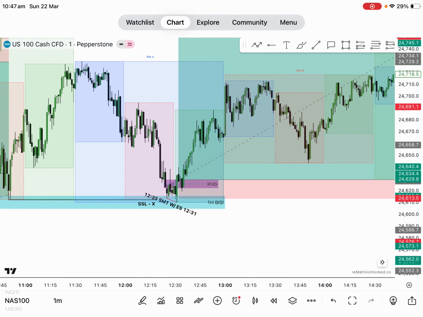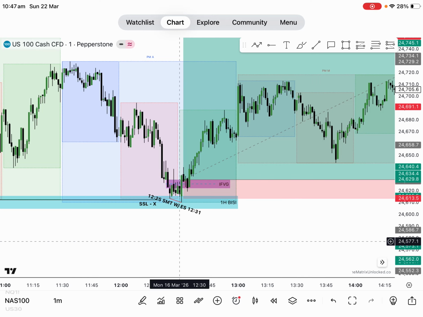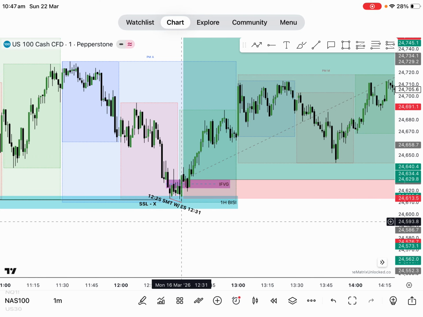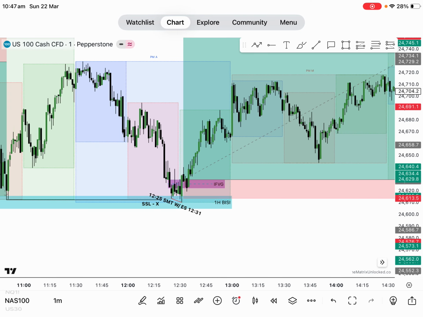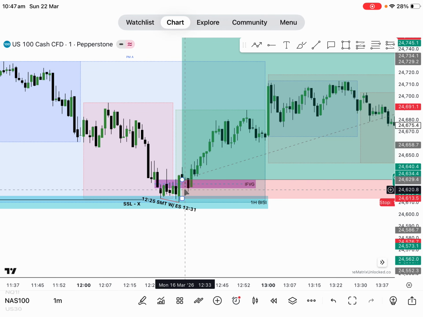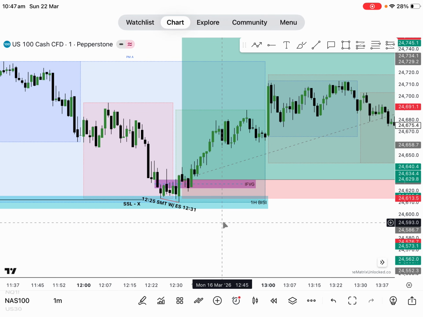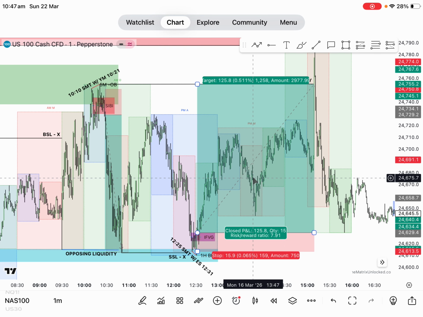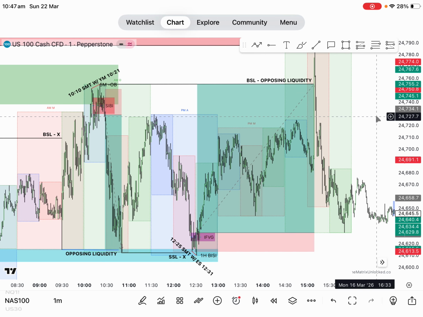Another one. SMT. Sell side liquidity taken, SMT with S&P 500. First presented inversion fair value gap, boom, stop loss here, opposing liquidity. This is a 7.91 risk to reward ratio, guys. 7.91.